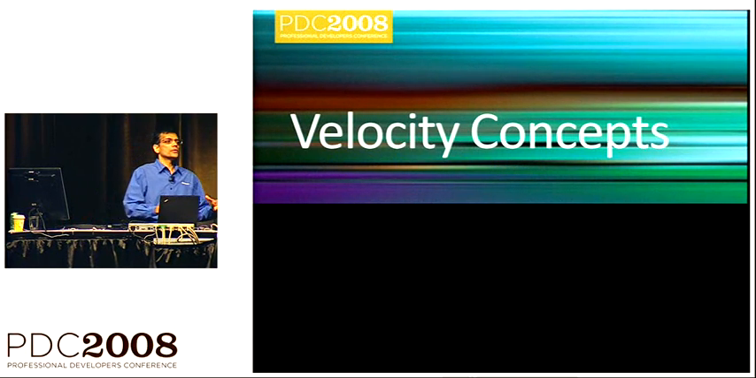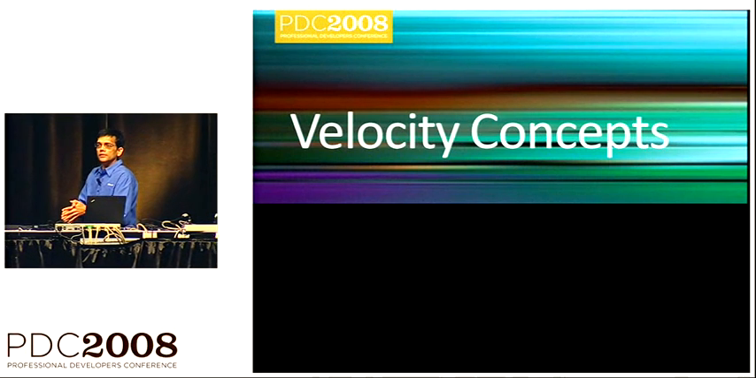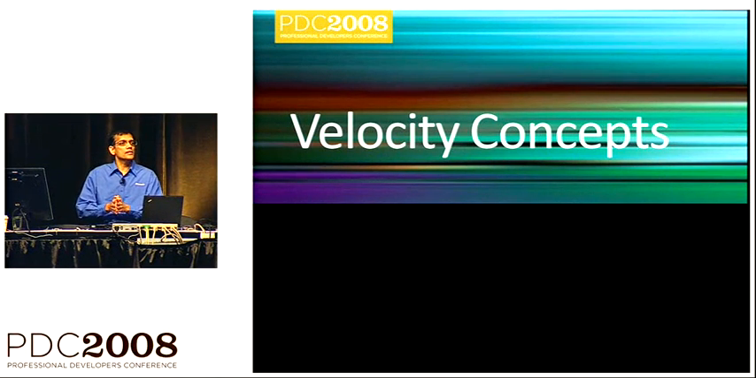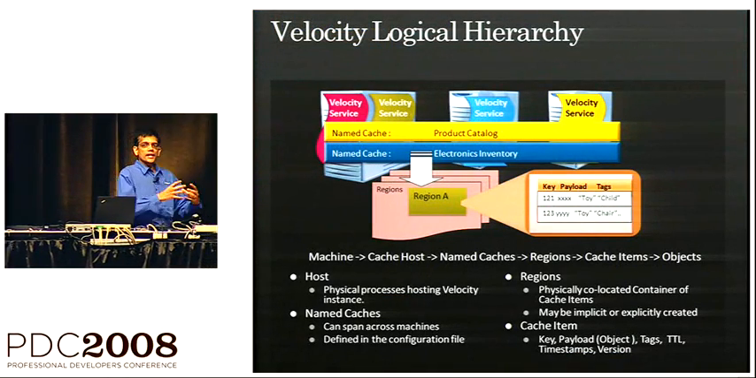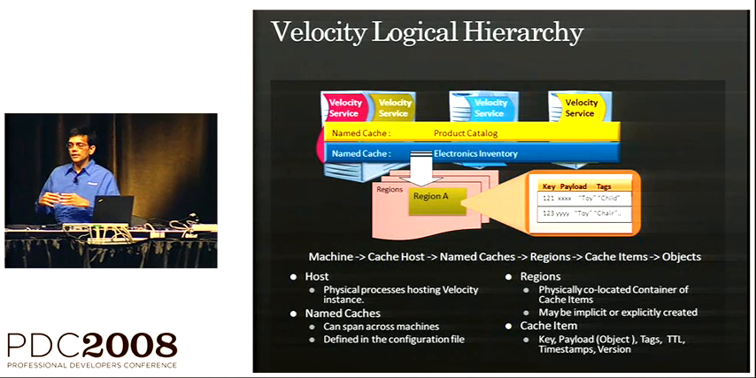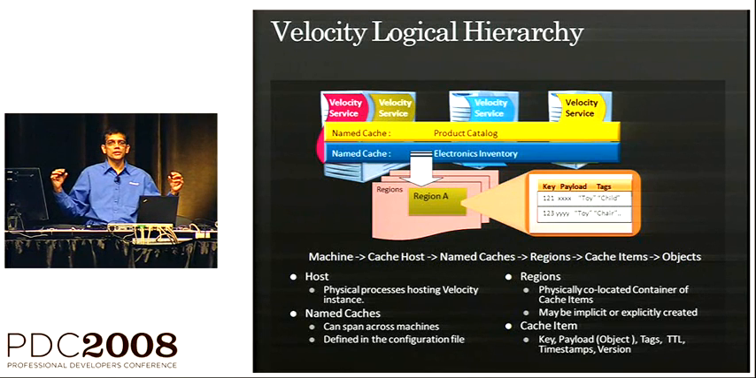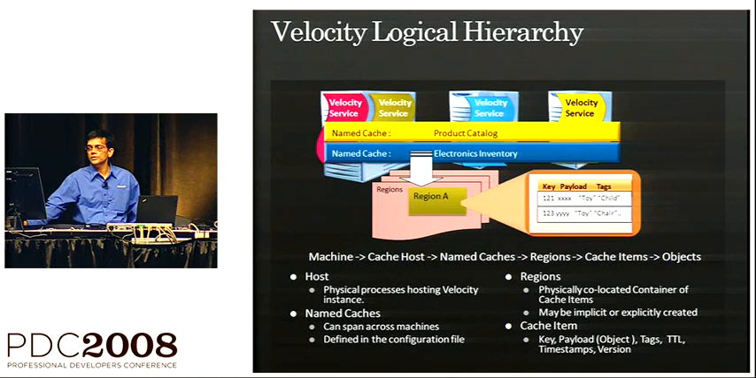So now that we've gone through all the data concepts, what is Velocity, and when can you get it, let's dive deep into some of the features that we have and the concepts and the logical hierarchy and so on. As I said, with Velocity, you take a bunch of machines, you put all the services on those boxes, and now you want to access it. So in the logical hierarchy of Velocity, we give you what is called a named cache. A named cache is nothing but a bunch of policies that you apply to a cache, and you stripe them across this cache cluster. For example, I've created these two named caches called product catalog and electronics inventory.